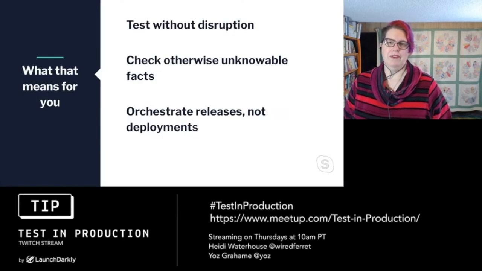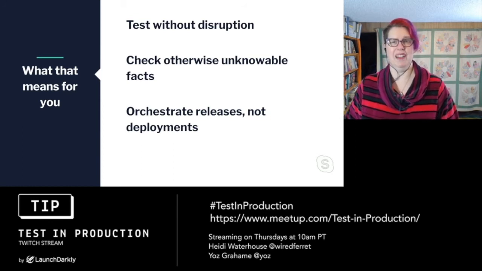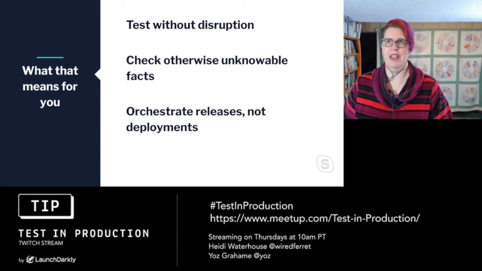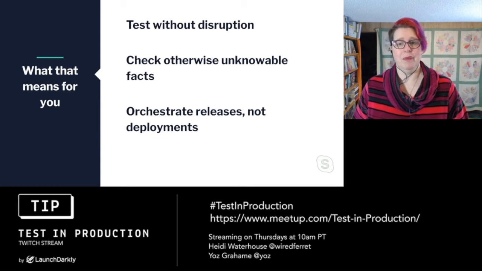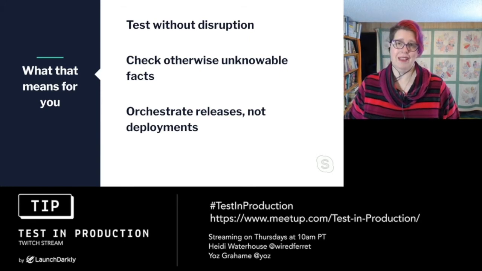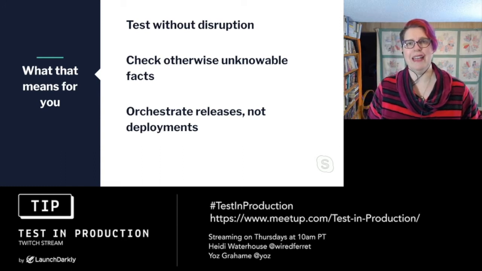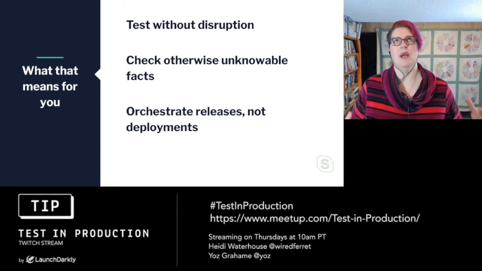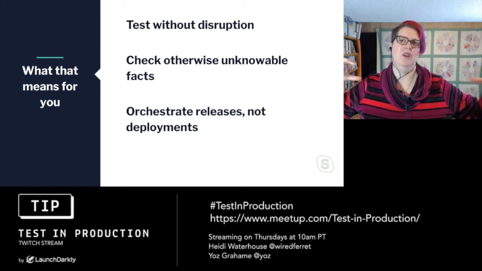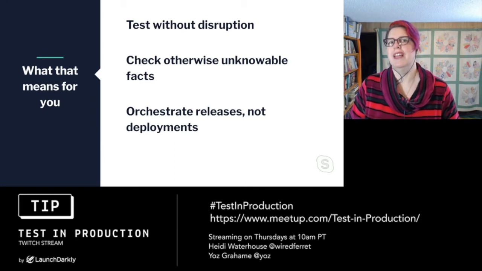So what does that mean for you? Well, feature flags give you the ability to test your code without disrupting. You want to be able to test things without messing with the user experience, certainly for the majority of people, but maybe not for anybody. It allows you to check otherwise unknowable facts. Like I said, you're not going to be able to replicate the weirdness of production in any kind of test environment. So you're going to have to be able to test in a way that answers things that you couldn't have known on any kind of normal system that you're used to using. So you're going to be able to check unknowable things more securely.